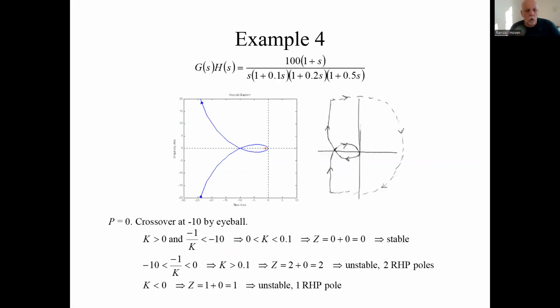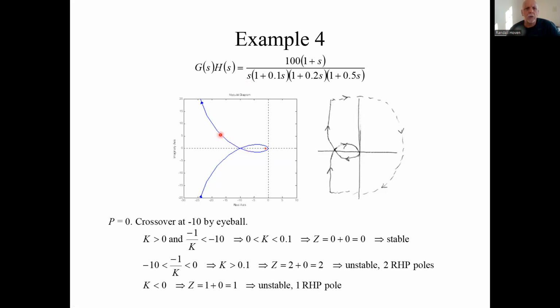So let's do a few more. And actually this and the next 2 are very similar. Let's see, we have one pole at the origin. All these poles are in the left-half plane. So P equals 0 here. We'll have one infinite magnitude loop, and it will go around 180 degrees.